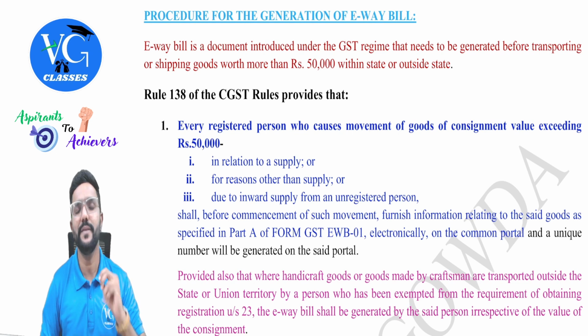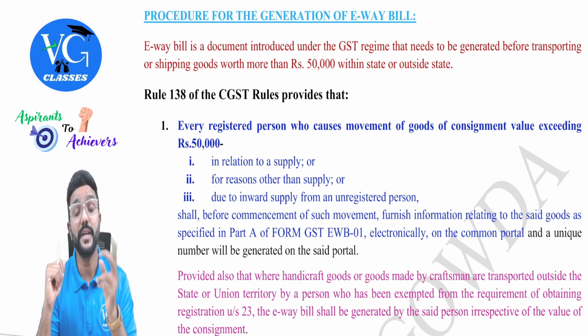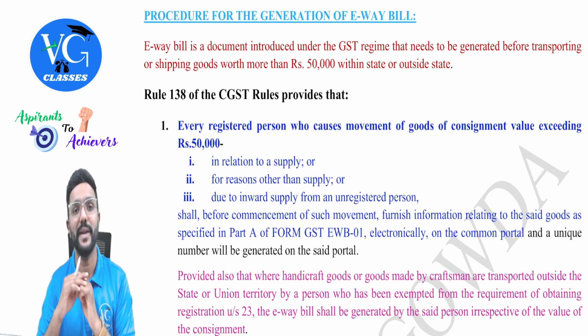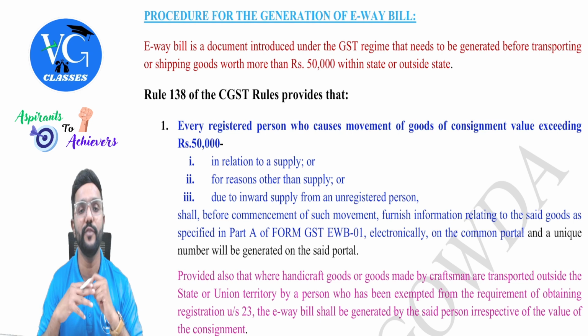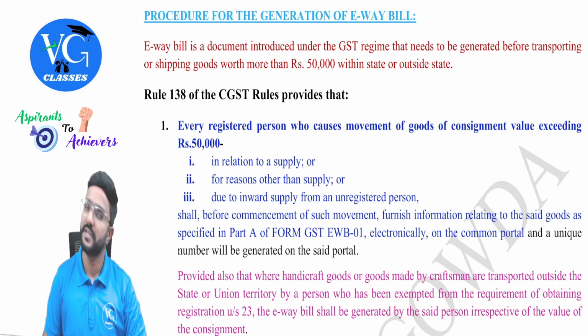So in simple terms, whenever there is a movement of goods, whether within the state or even outside the state, if it is for a supply, we should generate an e-way bill. But even if it is not for a supply, for example goods going for job work, and if the consignment value is more than 50,000, still the e-way bill has to be generated, guys.